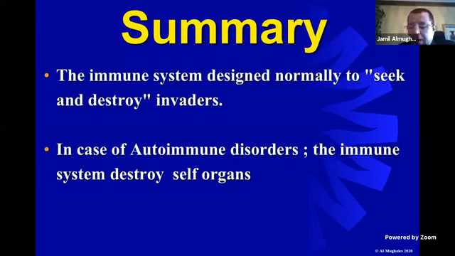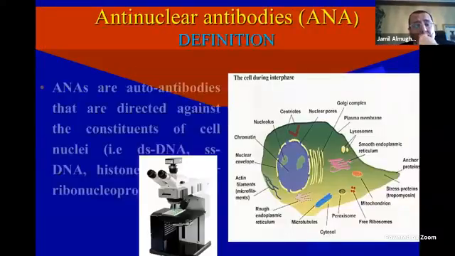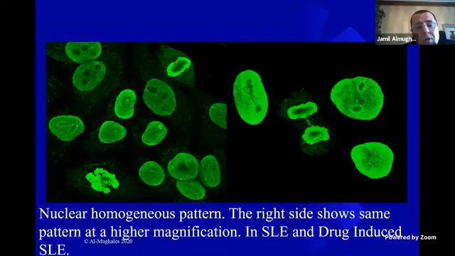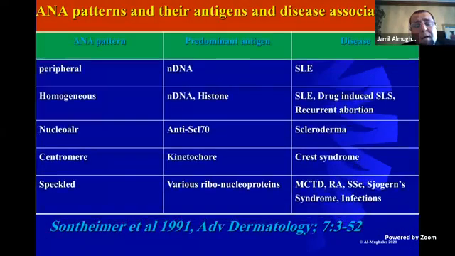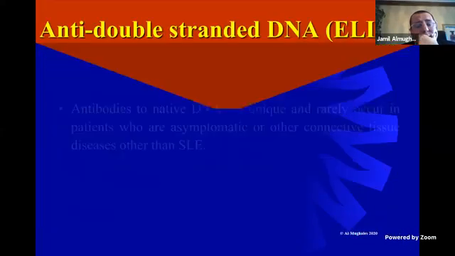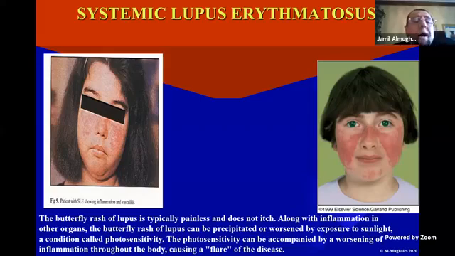So this is the summary of the first part: the immune system is designed normally to seek and destroy invaders. In autoimmune disorders, the immune system destroys the body's own organs. And now we go to a case scenario, just briefly because of the time.